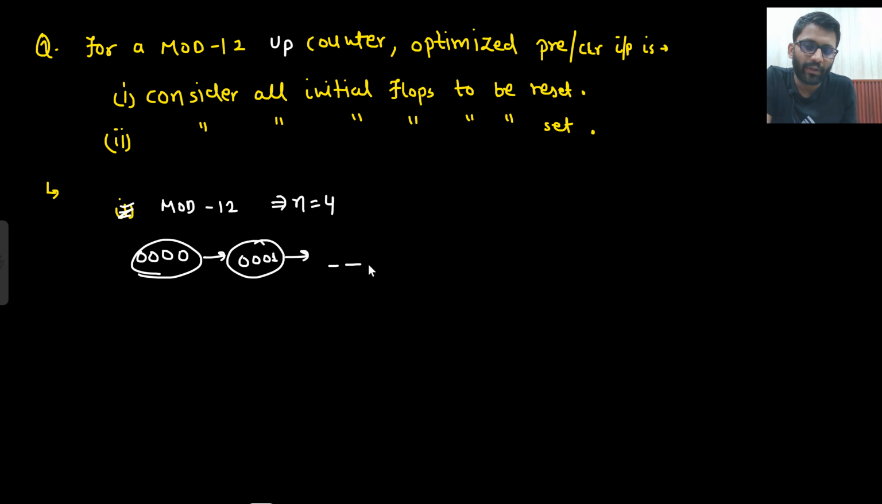So what do you think, till what point will you go? This is very easy. You are starting from 0 and 12 states should be there. Starting from 0, 12 states will be there. So you will go till 11, right?